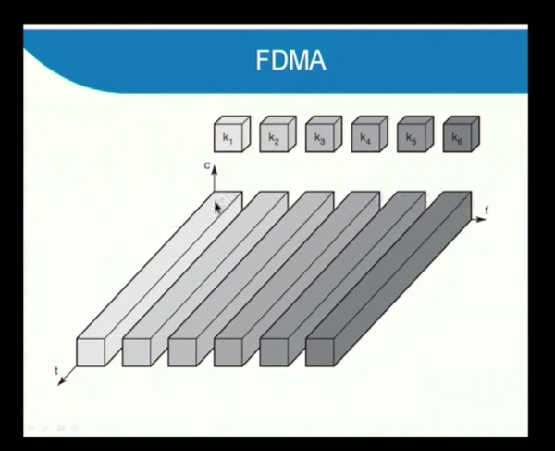Now, in the diagram we can understand that the frequency spectrum is divided. This is channel 1 that is allocated with K1. This is the second band allocated with K2. Like that, this is the sixth channel allocated for K6. But this diagram is the pure form of FDMA. We know that GSM is not using the pure FDMA.